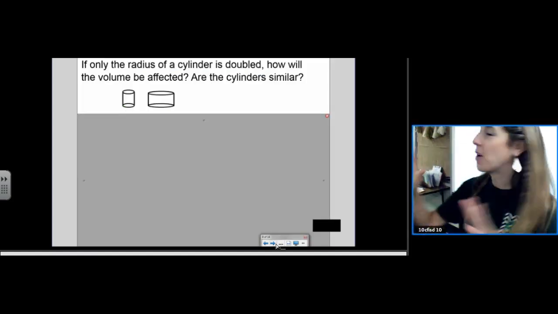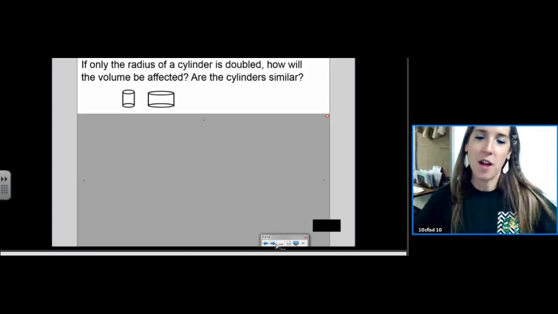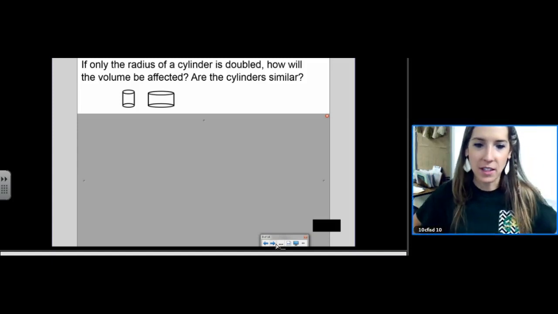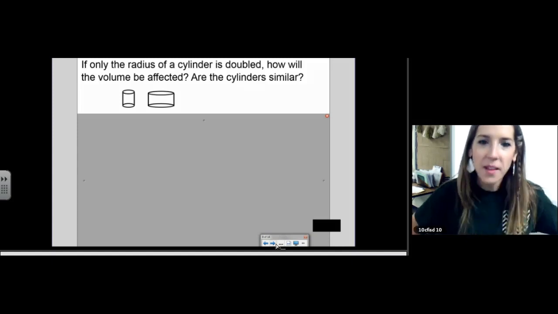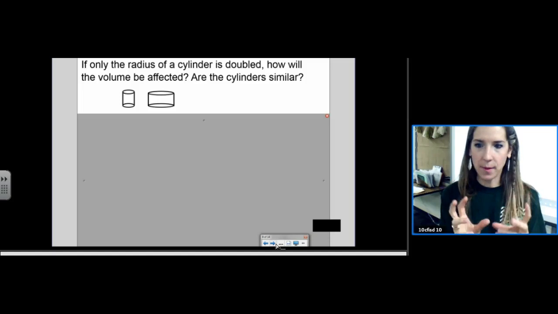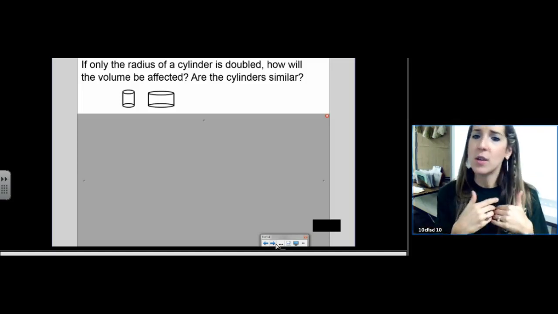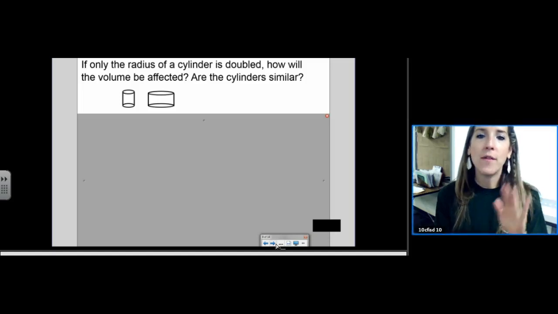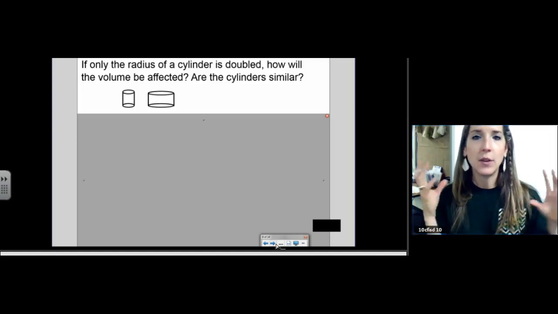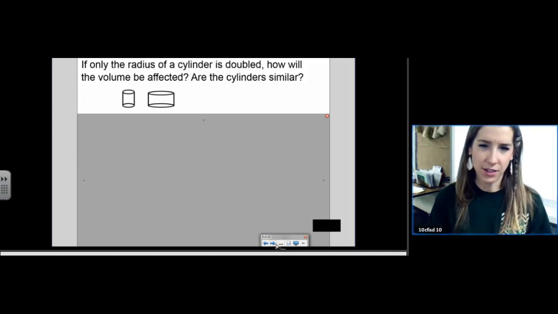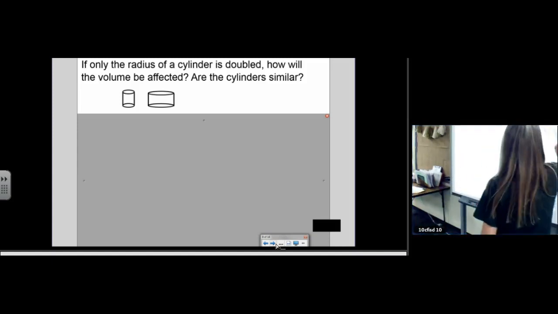So now that we know what it looks like to be proportional and non-proportional, let's do the formula manipulation that I was talking about. It's not too bad. Okay, so I take a cylinder. I only double the radius. Look at those two solids. You can tell right away those are not similar, so I can't use my shortcut. How will the volume be affected? So it's saying, if you double the radius, what do you do to the volume? And are the cylinders still similar? And we know, we totally covered this.